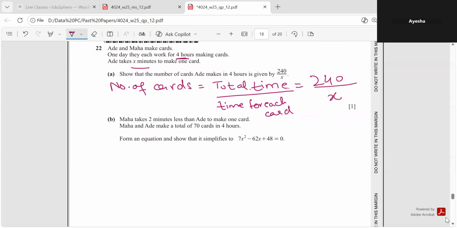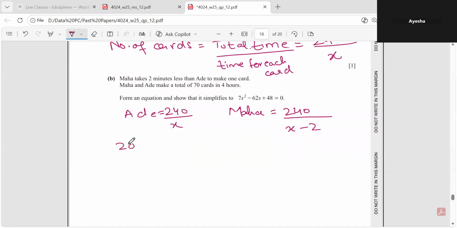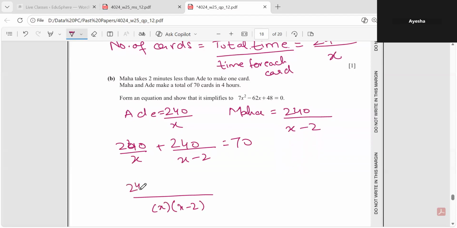Okay. Now it says that Maha takes 2 minutes less than Eddie to make one card. Eddie has 240 by x. Maha is definitely taking less time, 2 minutes less, so we will write 240 over x minus 2, because this is for one card. Now they make a total of 70 cards, so we are going to add them: 240 by x plus 240 by x minus 2 equals 70. We take the LCM as x and x minus 2. So here 240 times x minus 2 plus 240x is equal to 70.